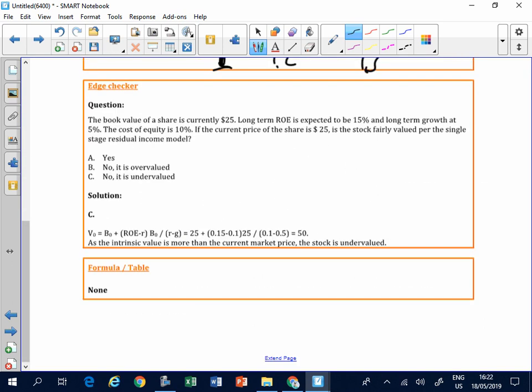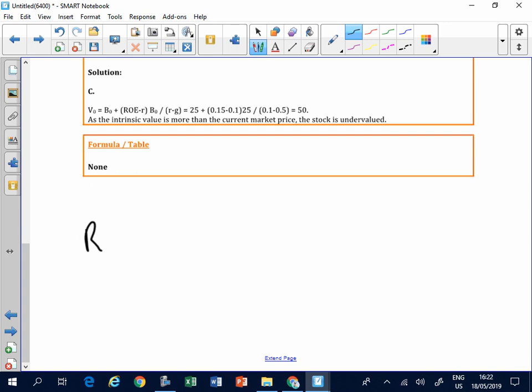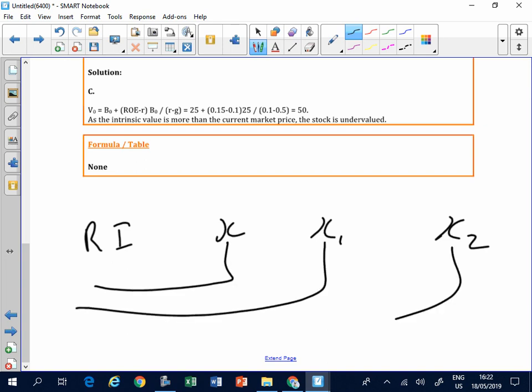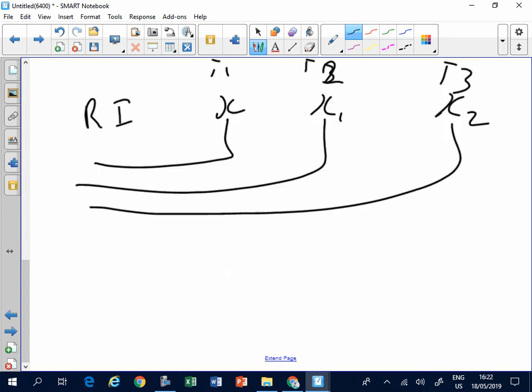Once you've done that, you've worked out your residual incomes, whatever they are. Let's say X, X1, X2. You're going to discount that back by 1 year, that back by 2 years, that back by 3. So this is in T1, T2, T3. And that'll give you a value for your RIs. You still need to exit this thing.